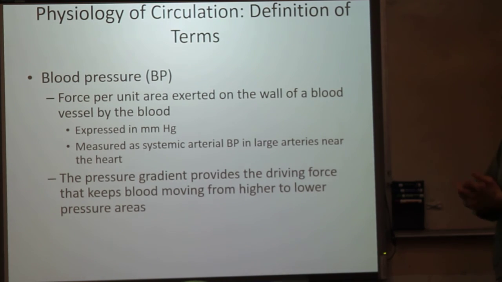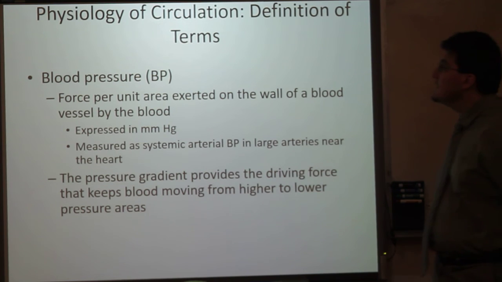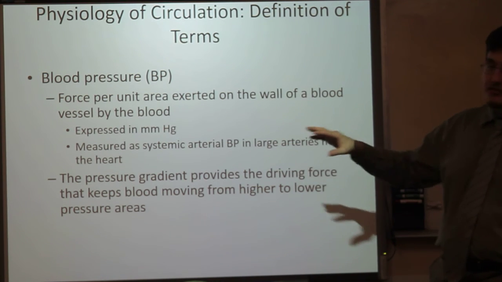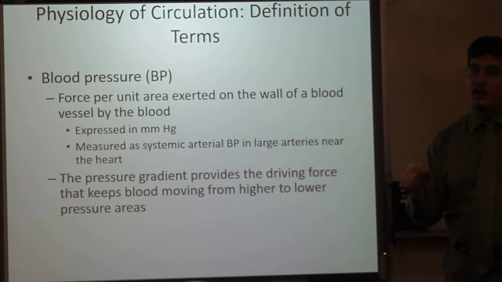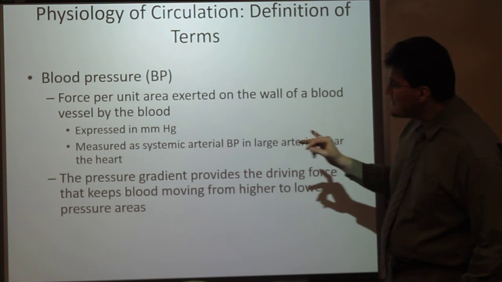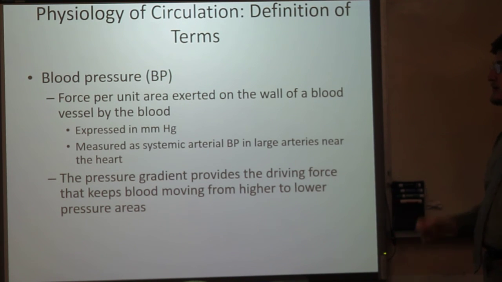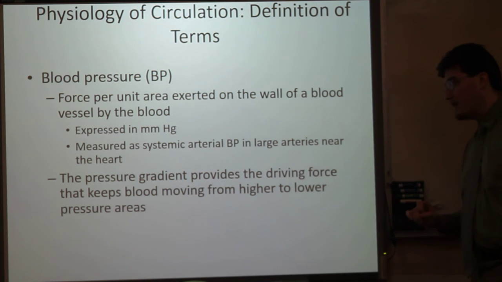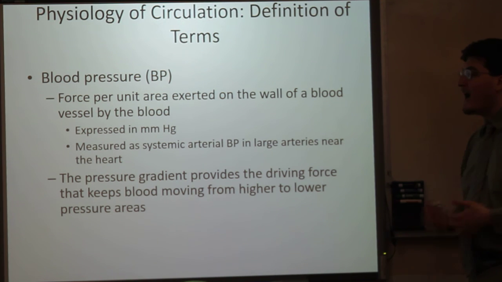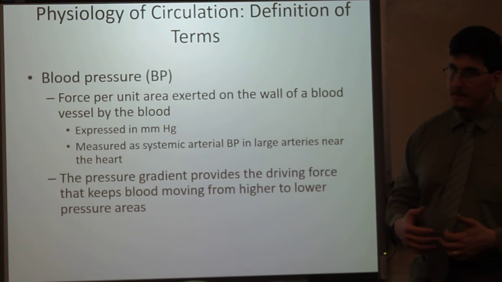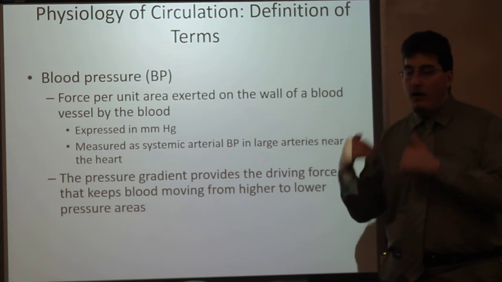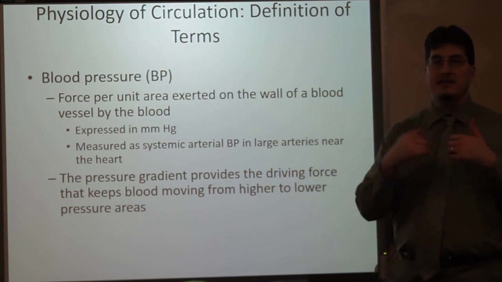Now, let's talk about some physiology of circulation. The definition first. Blood pressure. Blood pressure is a force per unit area exerted on the wall of a blood vessel by blood. It is expressed in millimeters of mercury, measured as a systemic arterial blood pressure in large arteries near the heart. The pressure gradient provides the driving force that keeps blood moving from an area of high pressure to low pressure. So blood pressure is what moves your blood through your heart, recycling all the blood in your body about once every minute.